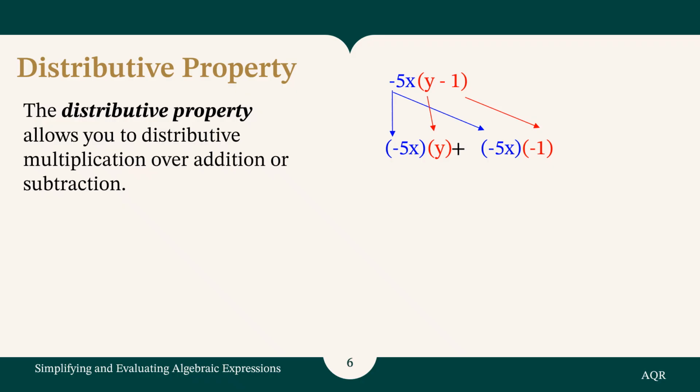Now we have negative 5x times y gives us negative 5xy, due to the reason that the variables are not the same. For the second one, we have negative 5 times negative 1 gives us positive 5, and then we have an x, so it'll be plus 5x.